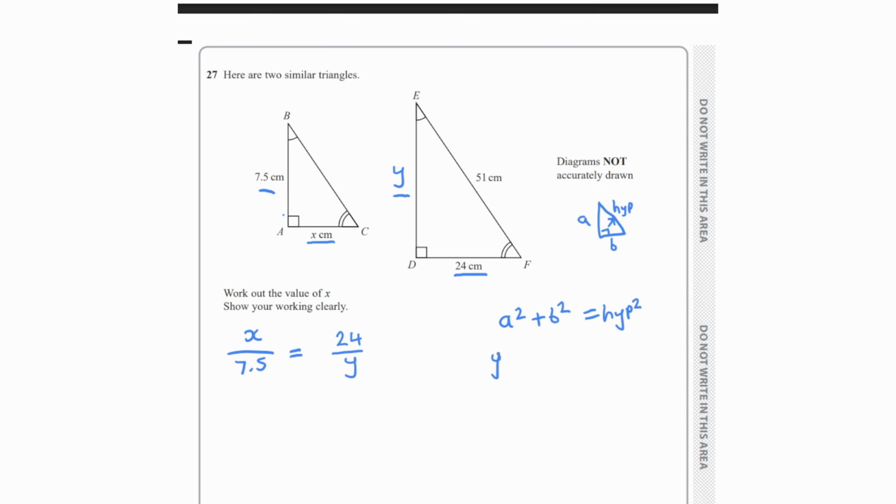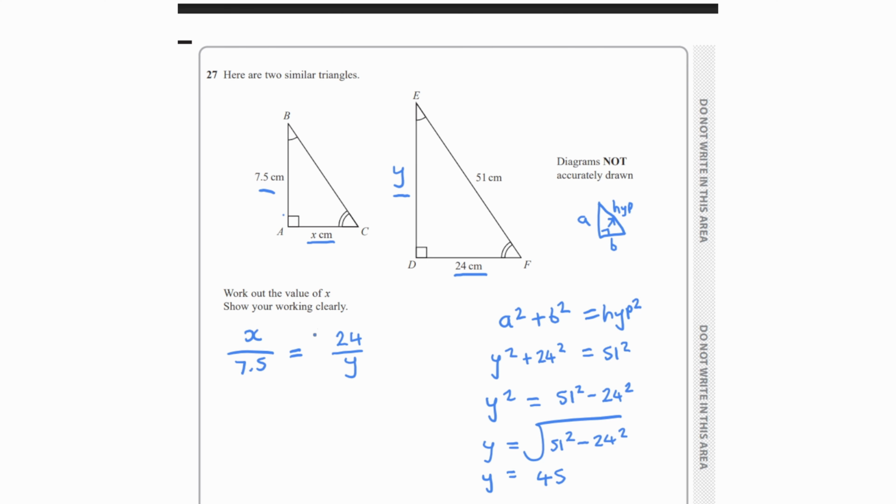So that means that y squared add 24 squared is equal to 51 squared. Then what we'll do is we'll take away 24 squared from both sides. So 51 squared subtract 24 squared is equal to y squared. Then we take the square root of both sides like this. So go to your calculator and plug that in and see what it gives you. And it comes out at a nice whole number of 45.